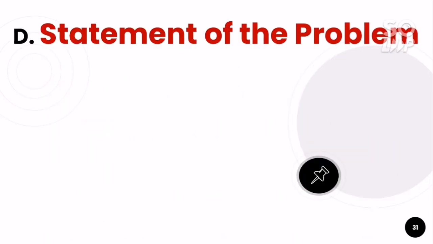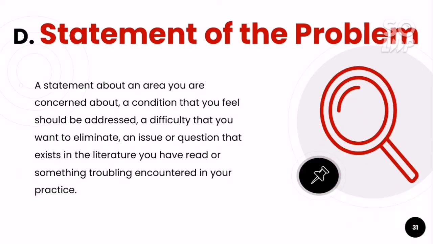Now we have the statement of the problem. This is where you tell the reader about the research problem, which is a statement about an area you are concerned about, a condition that you feel should be addressed, a difficulty that you want to eliminate, an issue or question that exists in the literature you have read, or something troubling encountered in your practice. The aim is to provide an understanding of why your research topic is important. You could quote or cite published journals and articles to point out the importance, preferably recent ones.